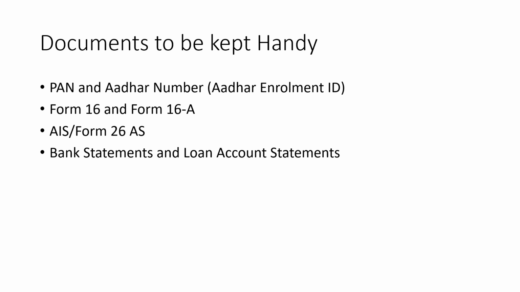The AIS as well as Form 26 AIS contain all the information about the financial transactions that happened through your PAN number for the financial year. Have a look at the bank statements and the loan account statements as well, and make sure that the information provided in the AIS or the Form 26 AIS is accurate with respect to your bank statements, the loan account statements, and also the information from the Form 16 and Form 16A.